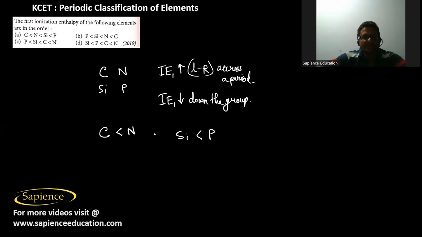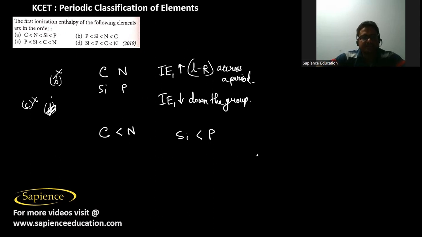Ionization energy of silicon is less than that of phosphorus. So it means that option B is obviously wrong. Option C is also wrong, since here it is told phosphorus has lesser ionization energy than silicon. So option D is also... D. Okay. So we have to check between A and D now.